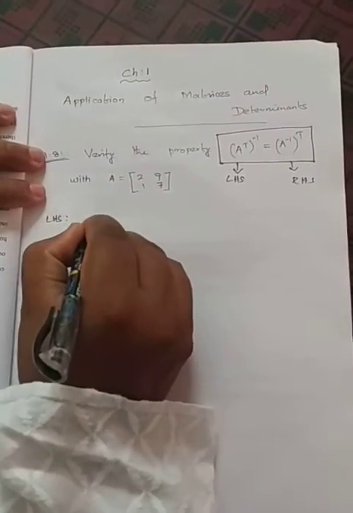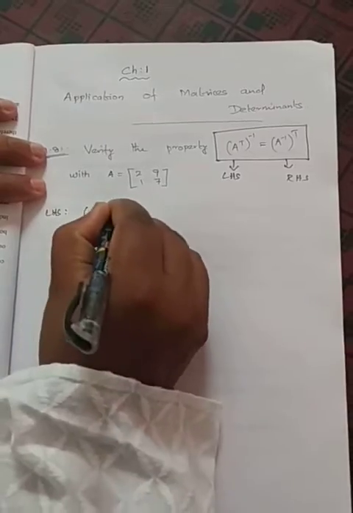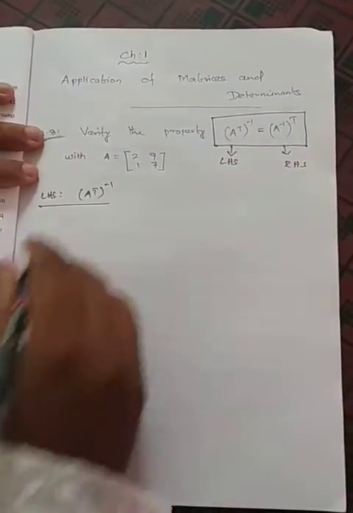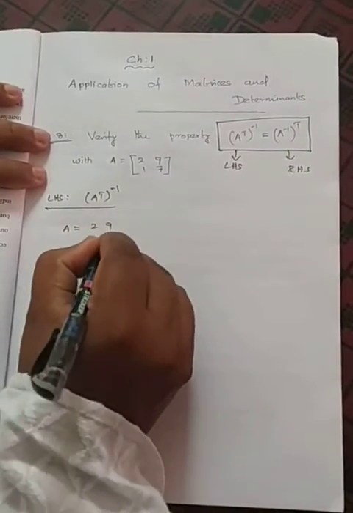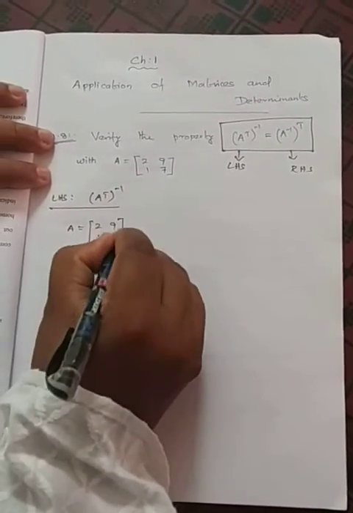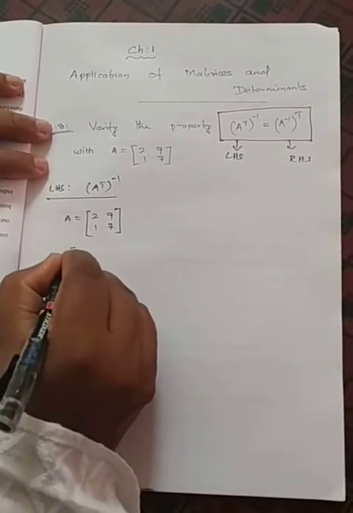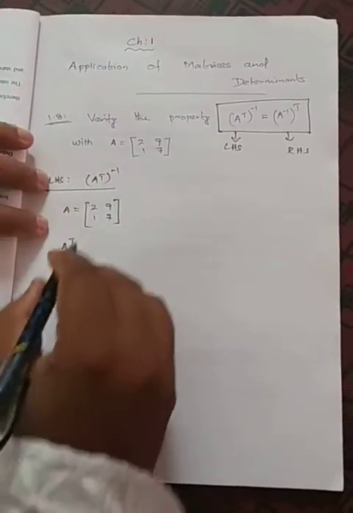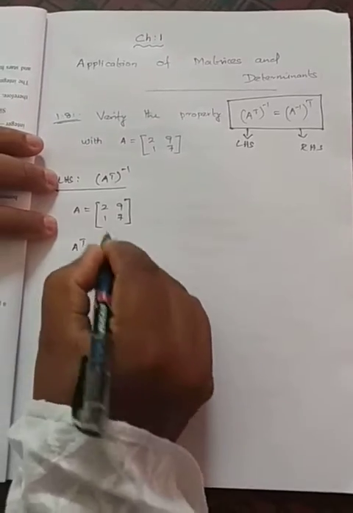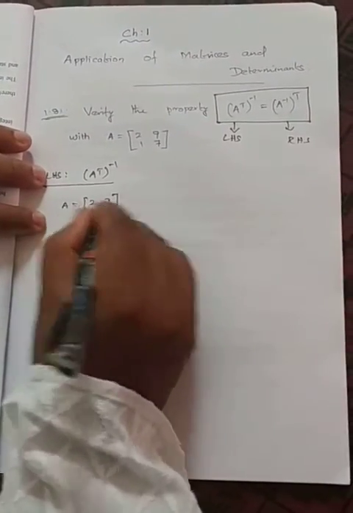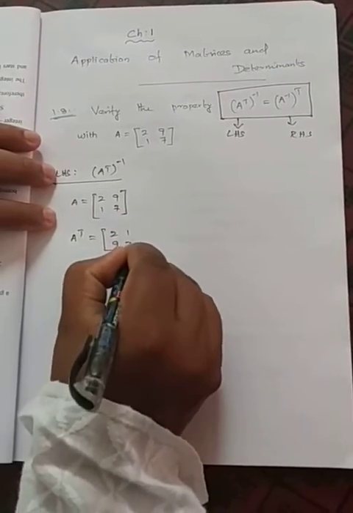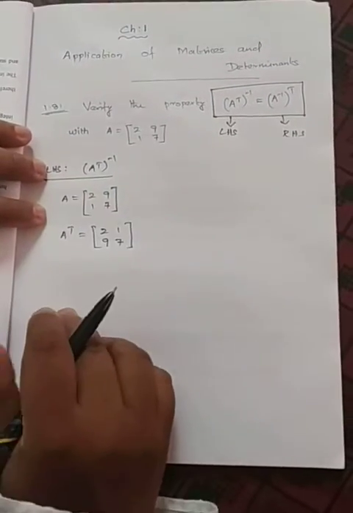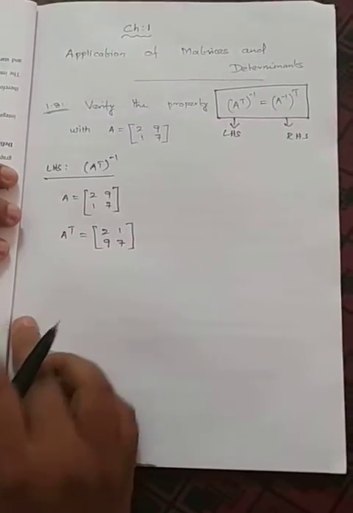For the LHS, we need to prove (A transpose) whole inverse. We need to find this. A matrix is given: 2, 9, 1, 7. For that I am going to take the transpose, inside the bracket. Transpose means you know we need to change rows into columns. 2, 9, the first row will become the first column, the second row will become the second column. So rows change as columns, and that we have calculated.